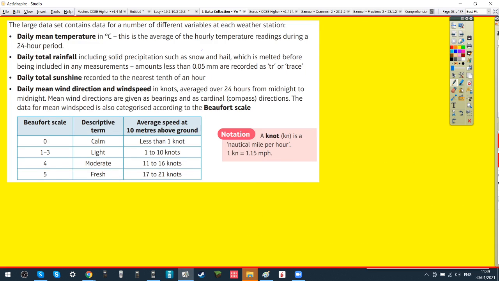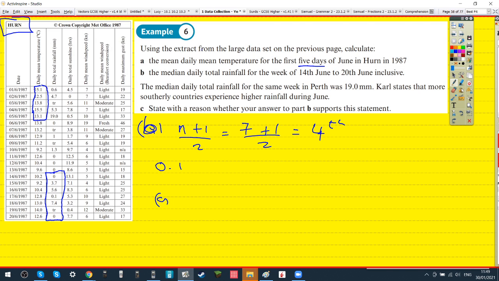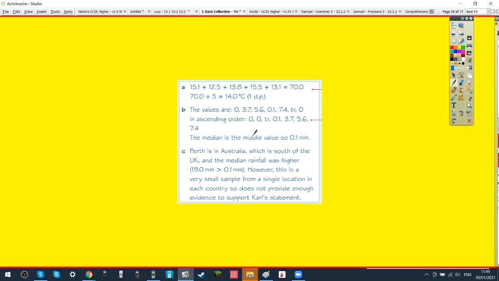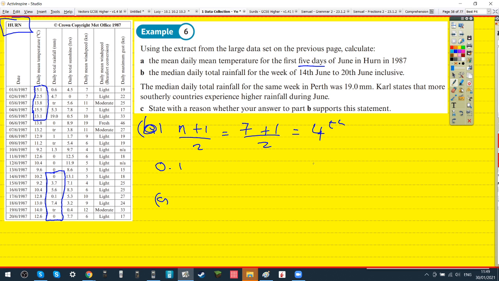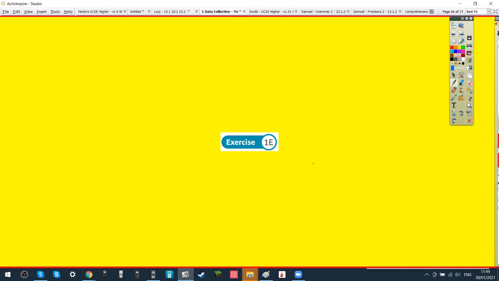Maybe you need to compare the summer in Herne to the summer in Perth, or the winter in Herne to the winter in Perth. Perth is in Australia, which is south of the UK, and the median is that. However, this is a very small sample from a single location in each country, so it does not provide... Oh, so it was just a small sample size. Yeah, your reasoning was correct. All right. Great.